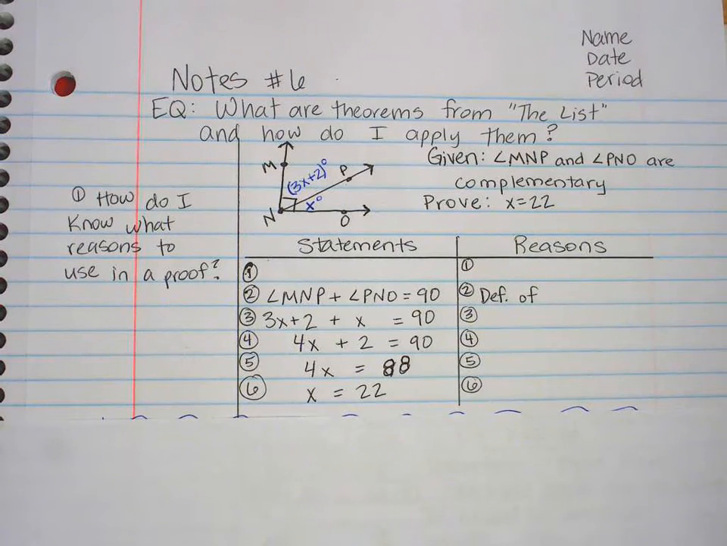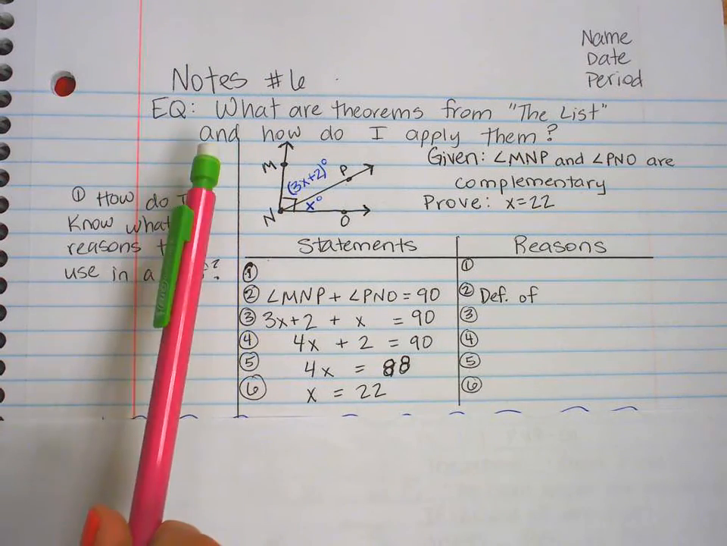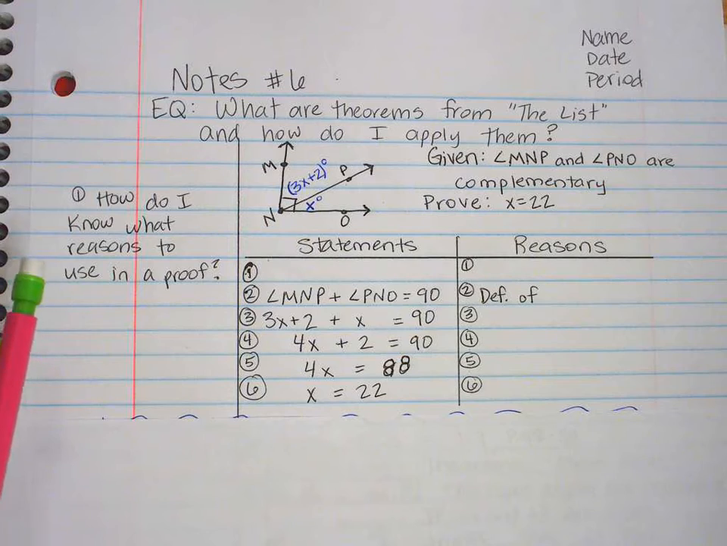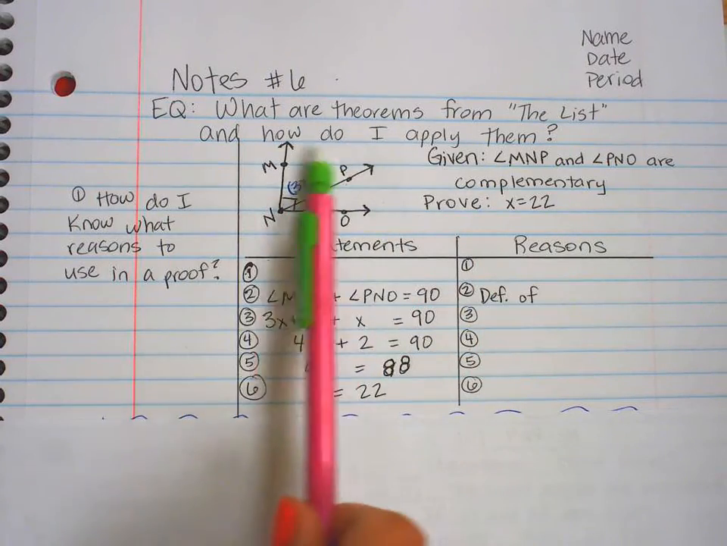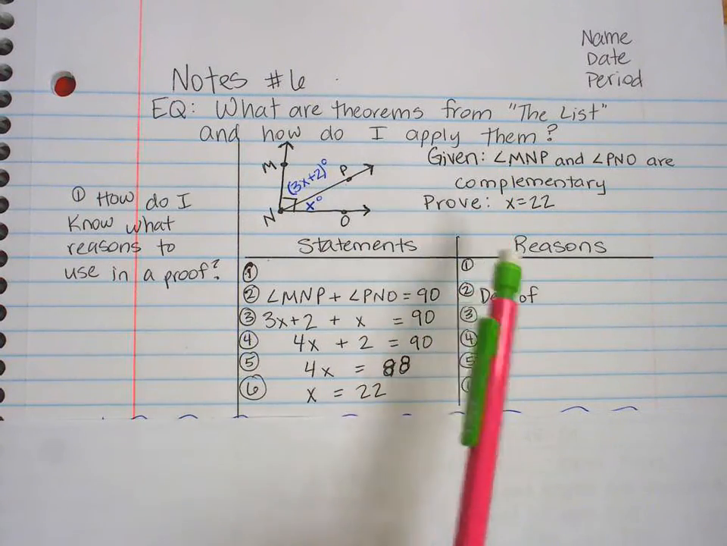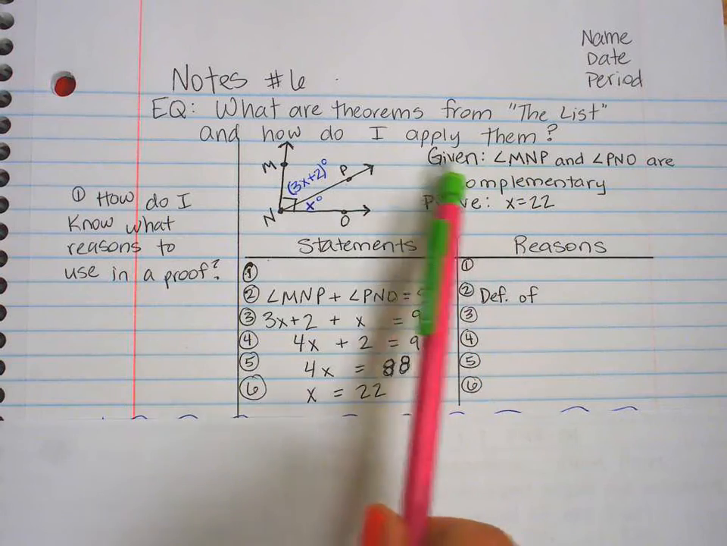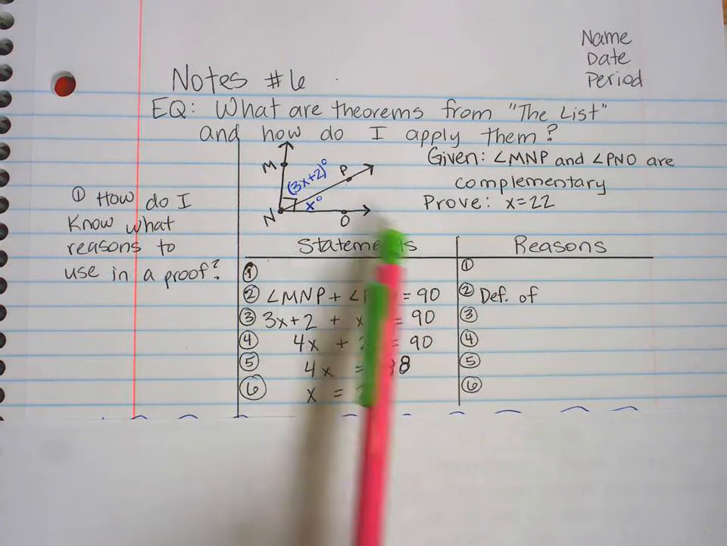All right, these are notes number 6. They are the second set of notes for this week, and you should already have your paper set up. These are the last notes we'll be taking for chapter 1. Essential question: what are the theorems from the list and how do I apply them? As our DMR warm-up, we'll be doing this proof, which has to do with an angle.